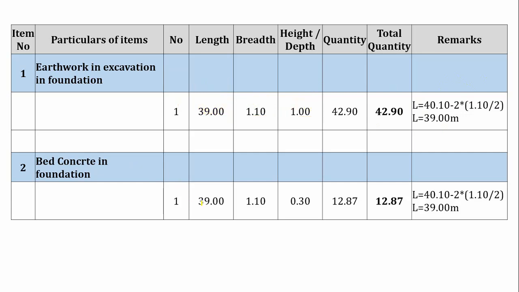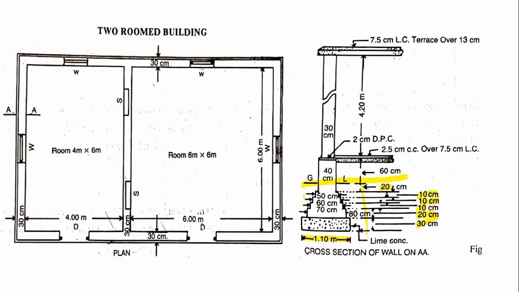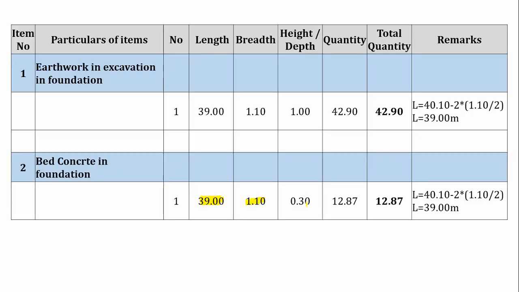Next is bed concrete. Bed concrete also will remain the same. If you see the bed concrete, it will remain the same. Only depth is going to change. That is, length is 39, breadth is 1.1. This depth, if you see, depth is how much for this bed concrete? It is 30 centimeters. So that has to be written. It is 30 centimeters.